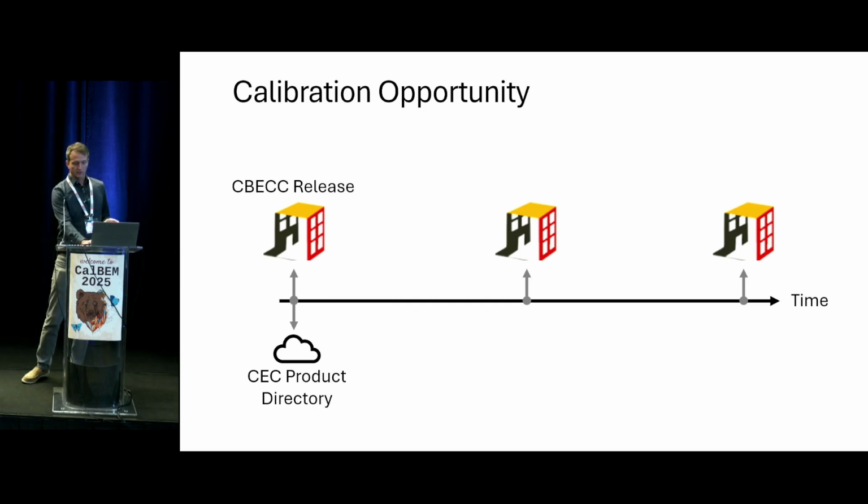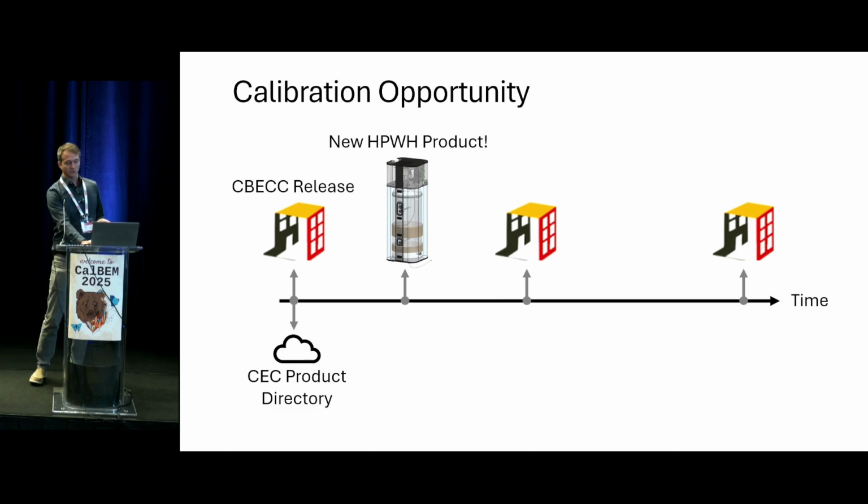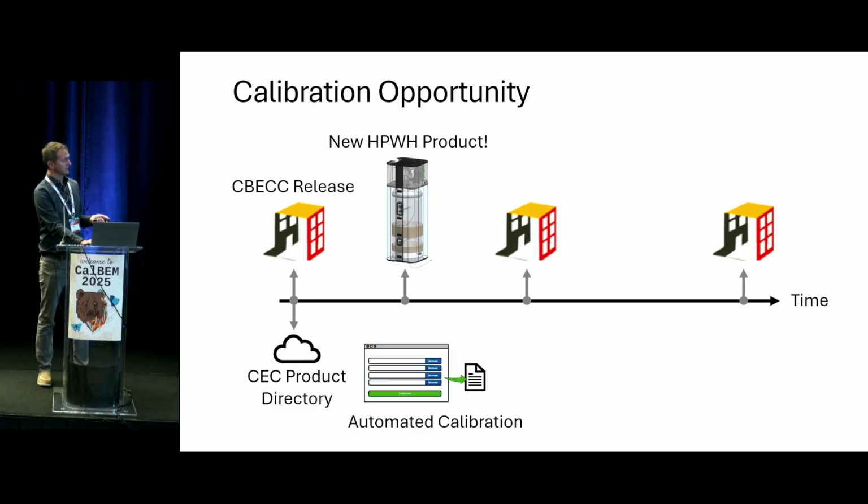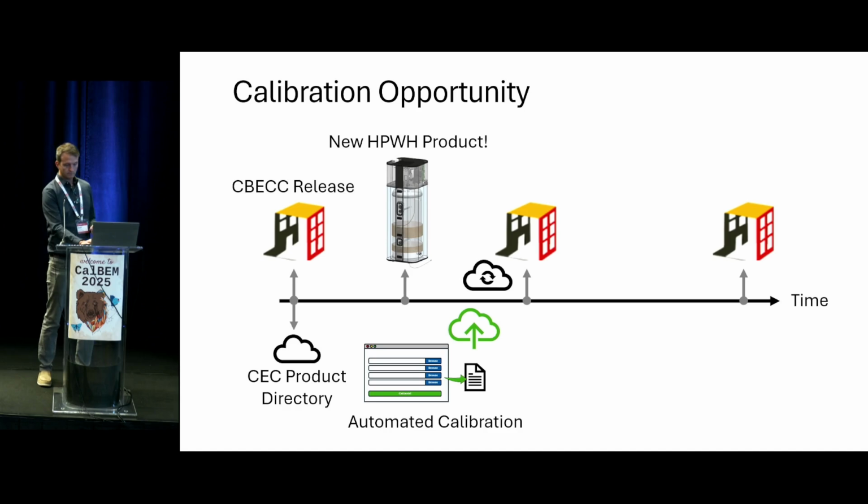And so that way, when a new product comes along, the manufacturer can share their data or put it into the automatic calibration process, and produce that 205 file. The CEC can review that file and then add it to the product directory, and then analysts can sync their version of CBEC to update it to include all the latest products before the next CBEC release.